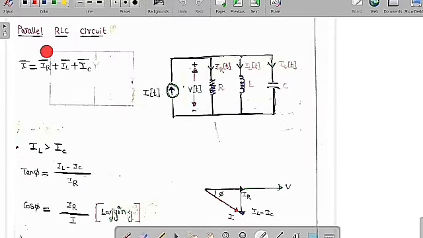Now we are going to study the parallel RLC circuit. So this is the resistor, inductor and capacitor. We are going to connect a current source, supply source of I of t. As these three elements are in parallel, the voltage is the same across each and every element, which is V of t.